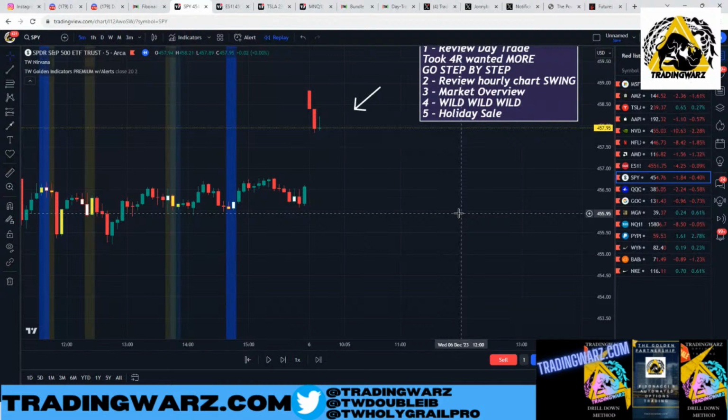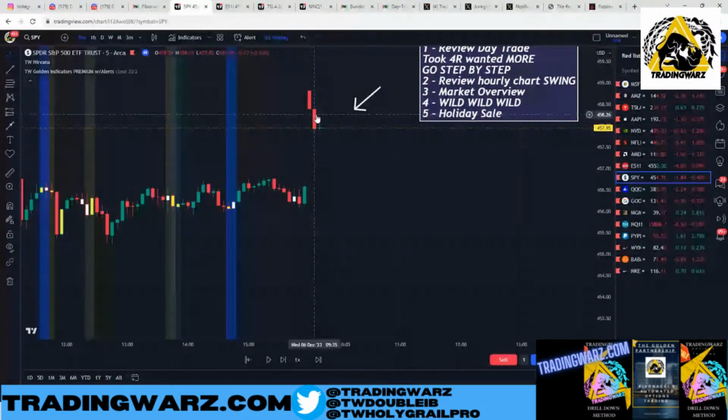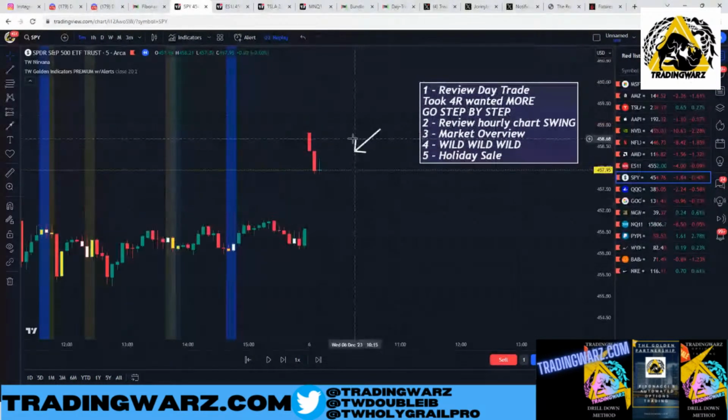We can clearly see in these 3 candles, we have gone from a high of 458.83 to a low of 457.82. So is that bearish or is that bullish? Hit me with a 1 for bearish, a 2 for bullish. What do you think, guys? What direction is this on the day? And obviously we can see, guys, this is a bearish move.